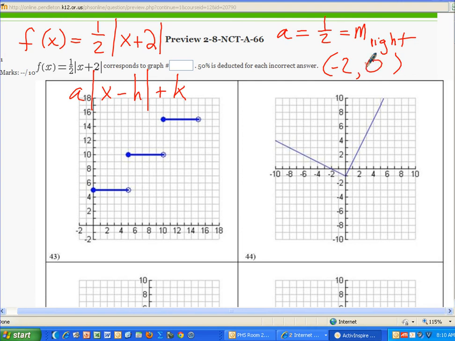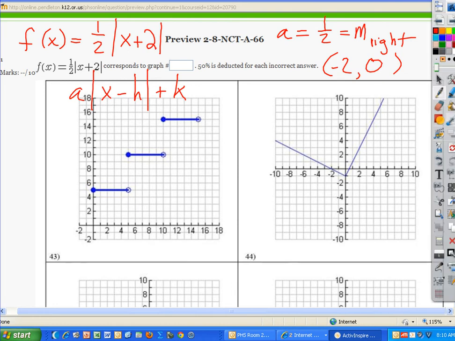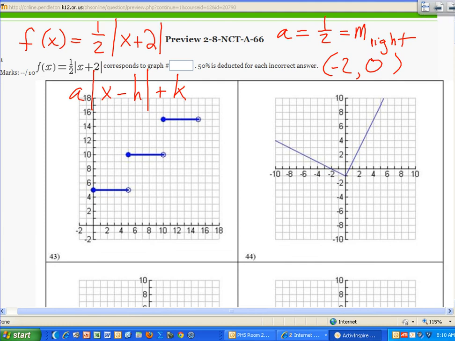We're looking for the V-shaped graph with a vertex at -2, 0, right? So on the x-axis, down 2, where the slope of the right-hand side is rise 1, run 2. That's pretty simple to find, isn't it? I mean, that's a lot easier than the alternative. So let's find that.